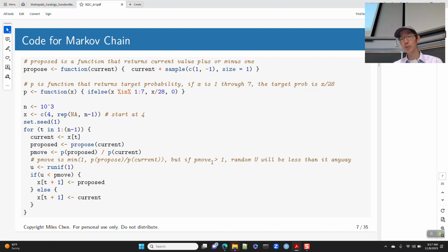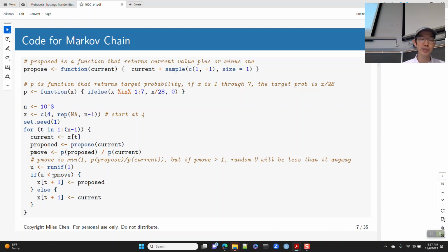And so my p move is going to be greater than 1. So when I generate a random u, it's going to be less than p move no matter what, right? U is going to be less than p move with probability 1. So I don't actually have to figure out the minimum of 1 and p proposed over p current. I mean, you could do that, but it's not necessary.